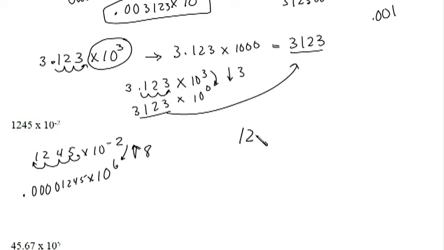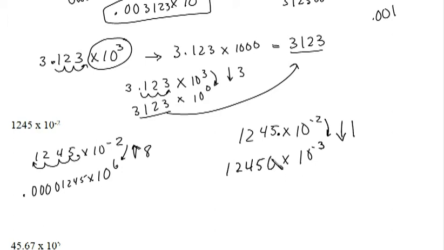Now let's take that same 1, 2, 4, 5 times 10 to the minus 2, and now I want to make it a number times 10 to the minus 3. So I compare my exponents. So to go from a minus 2 to a minus 3 is a decrease of 1. So I need to increase this number by 1. Again, there's my decimal. So all I have to do is add 1 zero. So that is the exact same number.